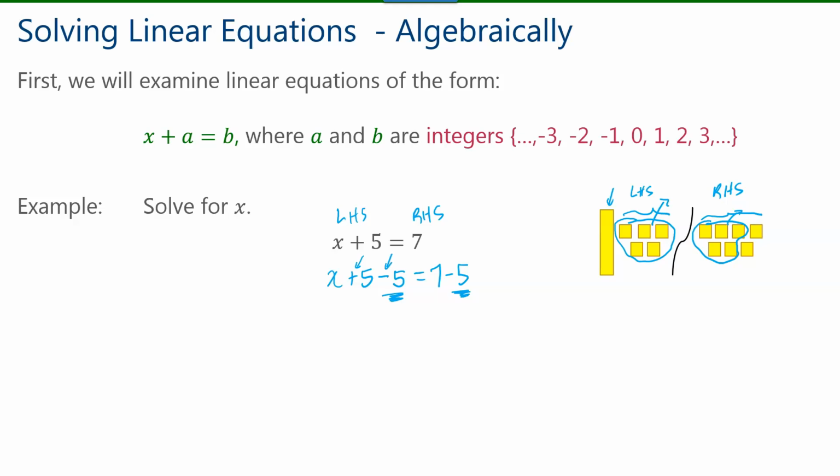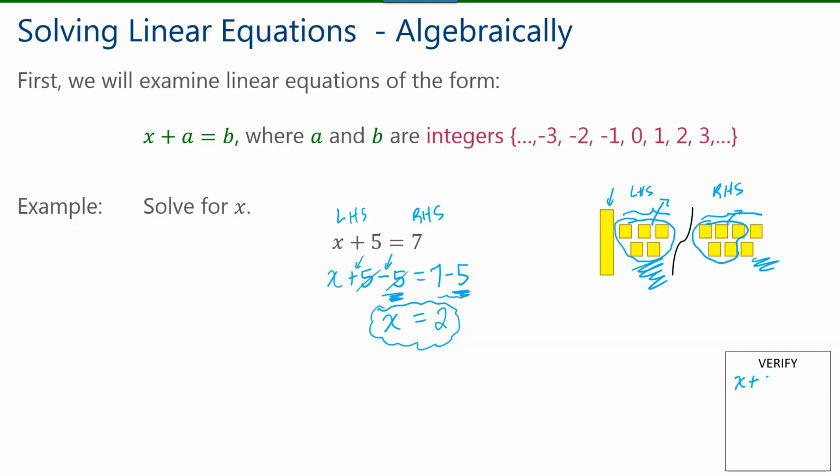That's my first step. And we know that positive 5 subtract 5, they just cancel out. That just gives us 0. If I remove these 5-unit tiles, there are no unit tiles left, just left with an x. And on the right-hand side, I'm left with 2 unit tiles, and of course 7 subtract 5 is 2. And we have solved it algebraically. X equals 2.